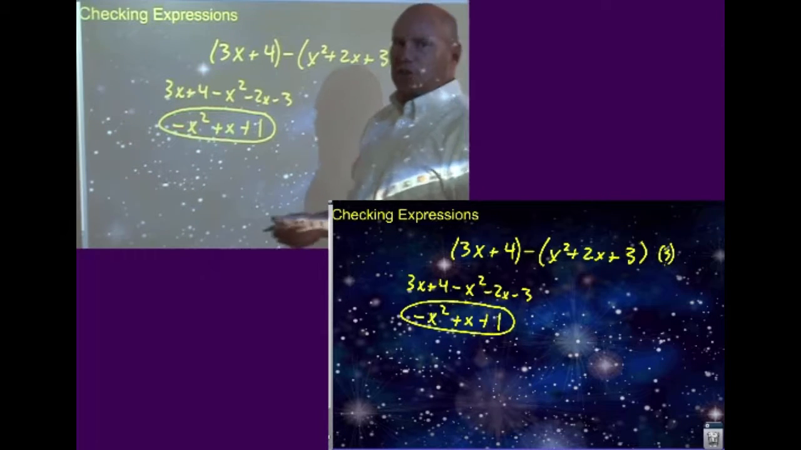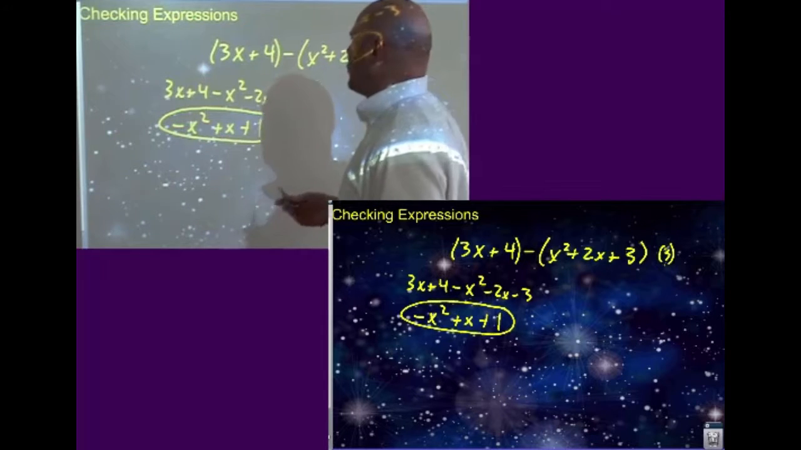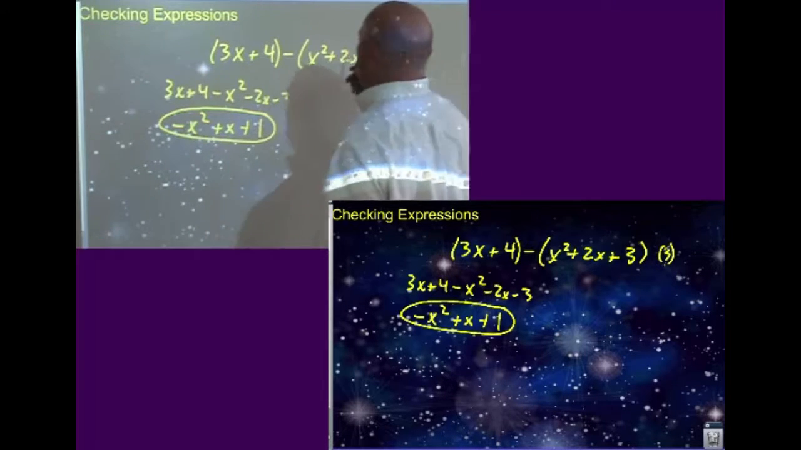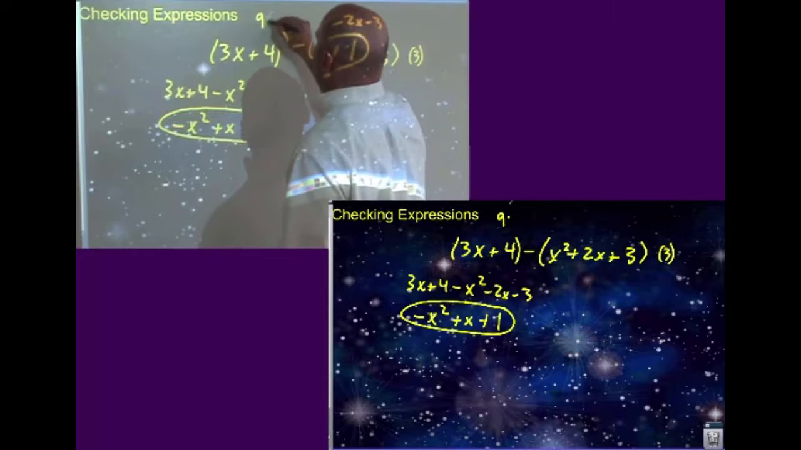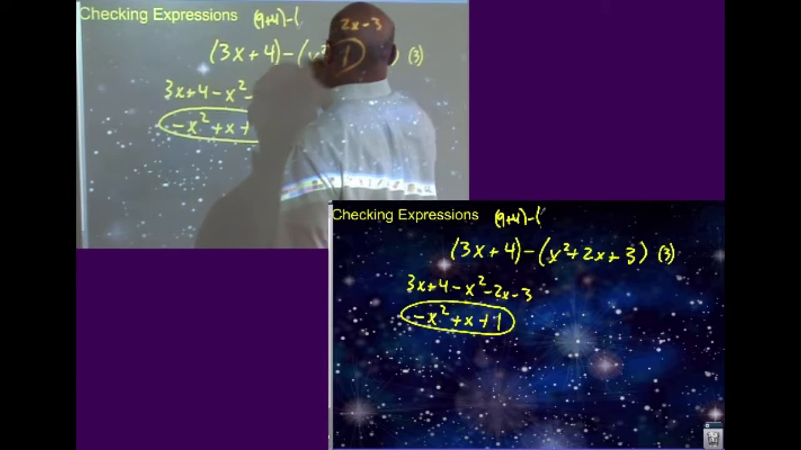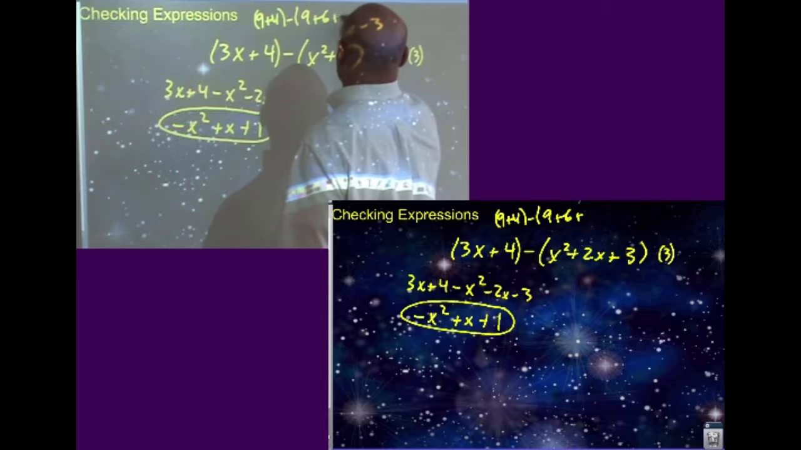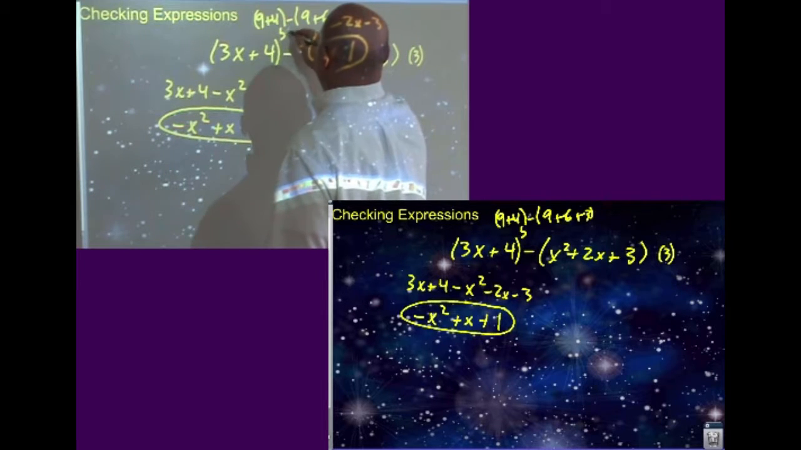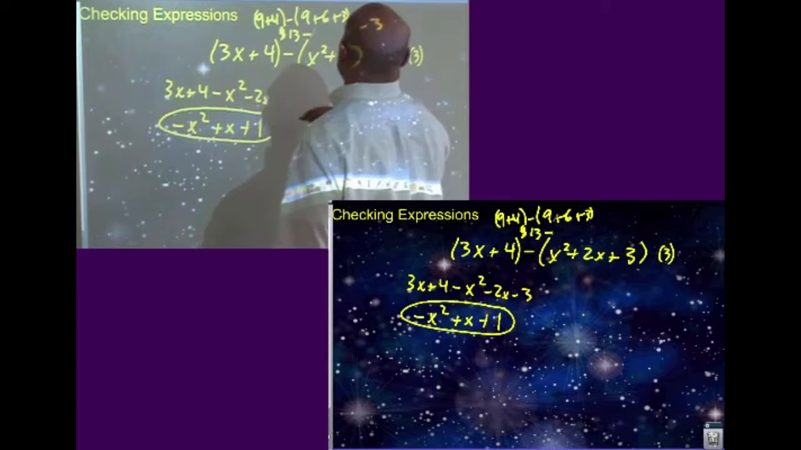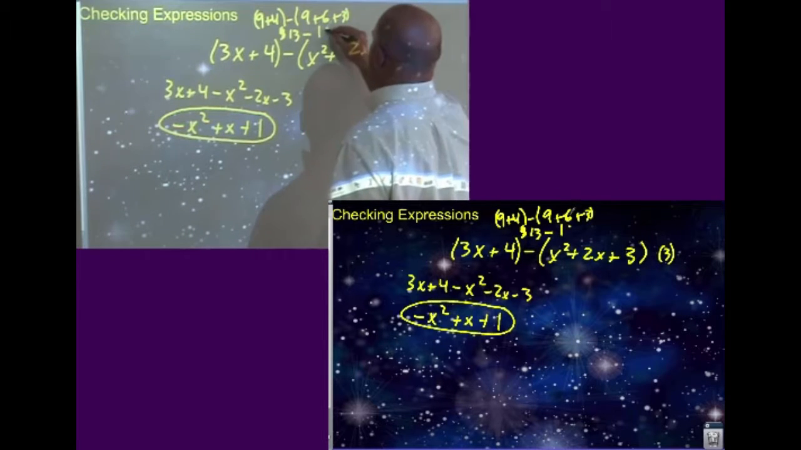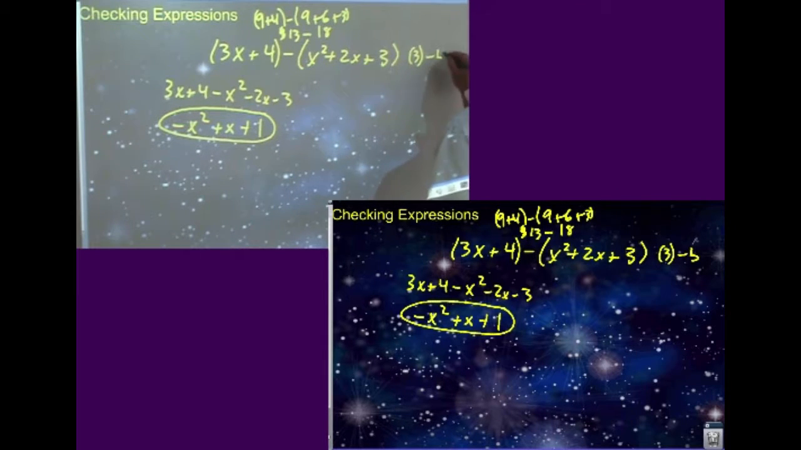see what I get. And yes, you can do this work on a calculator, and that's usually what I'll do. But I'm going to need to do that work here. So 3 times 3 is 9 plus 4 minus 9 plus 6 plus 3. So that's 13 minus 15, 18. This gives me negative 5. When a 3 is plugged into this expression, I end up with negative 5.